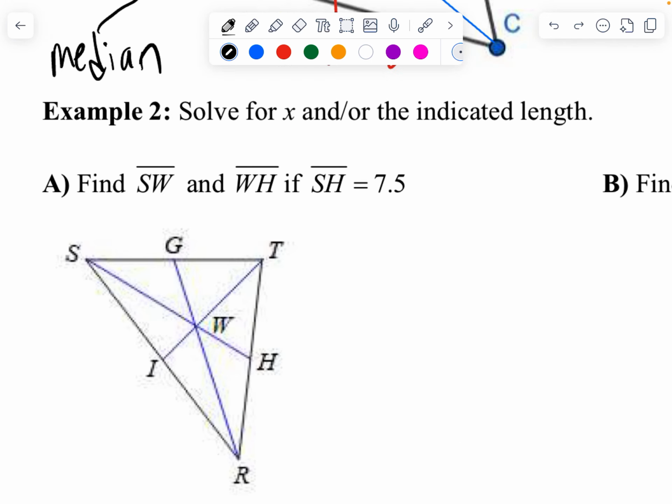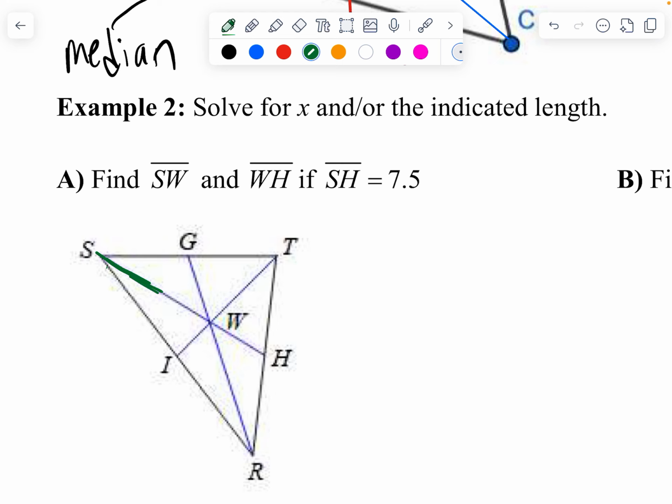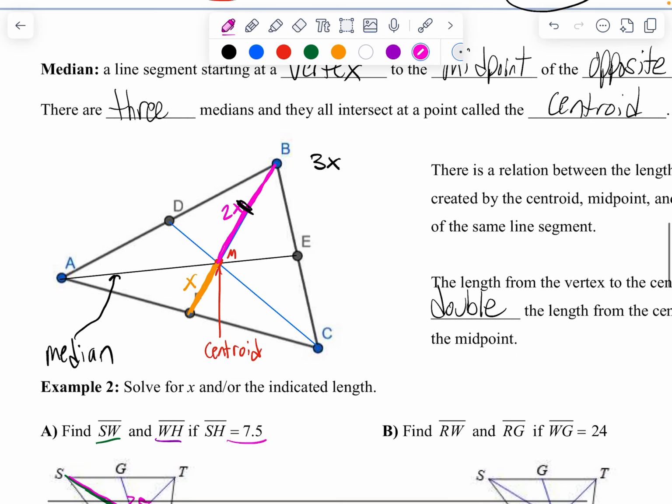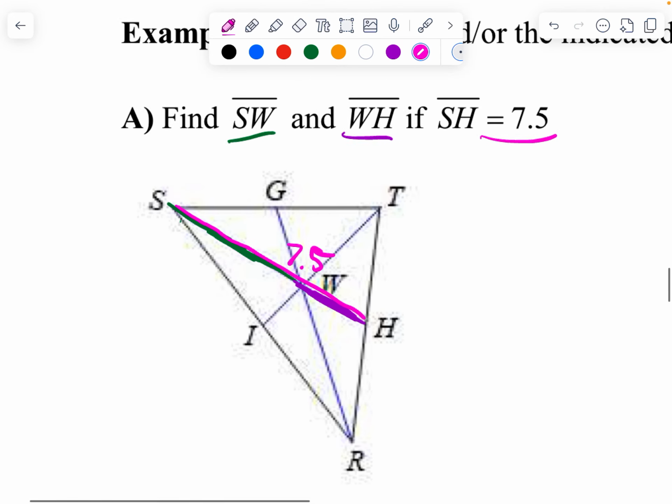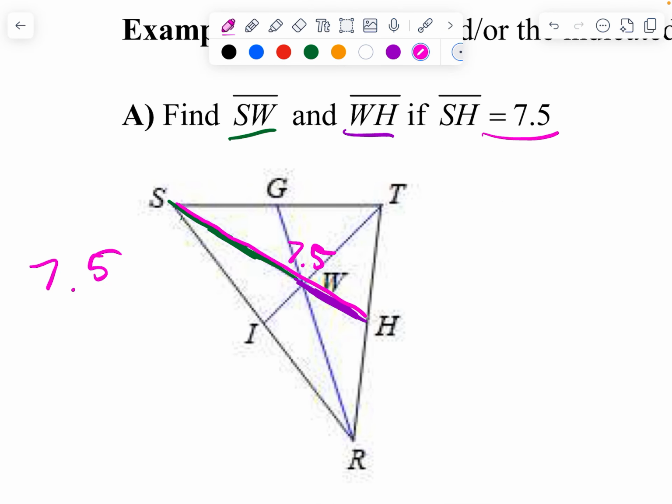So A, it says find the length from S to W. So S to W right here, right? And W to H, let's not use blue there, okay? W to H, if S to H, which is that whole thing there, is 7.5. So if I know the whole thing is 7.5, then we can do what we were talking about here, where I can break this down into thirds. Okay, 7.5, slice it up into 3 equal pieces. How big is each piece? 2.5. That means that our first third from W to H is 2.5.